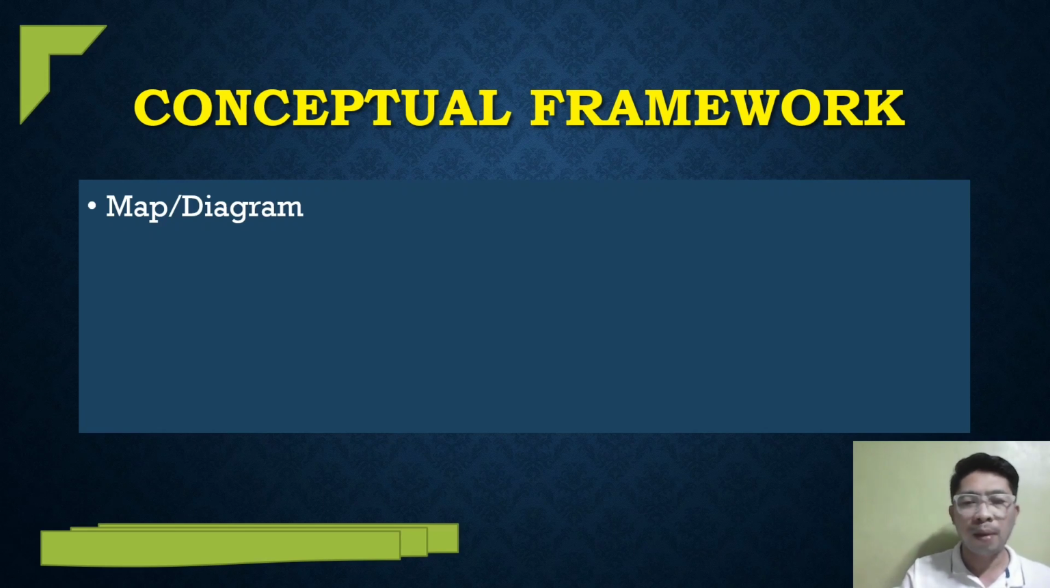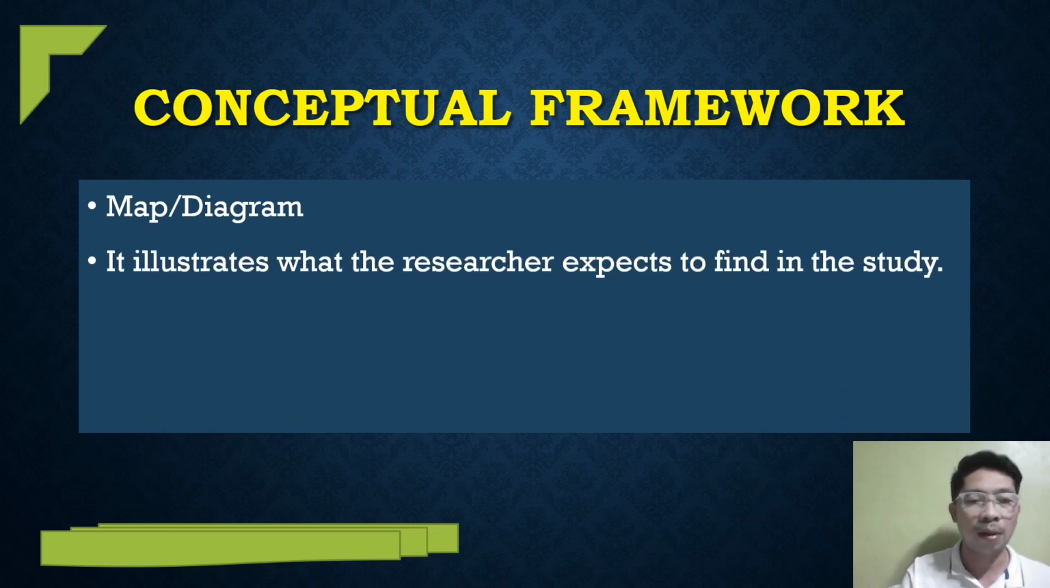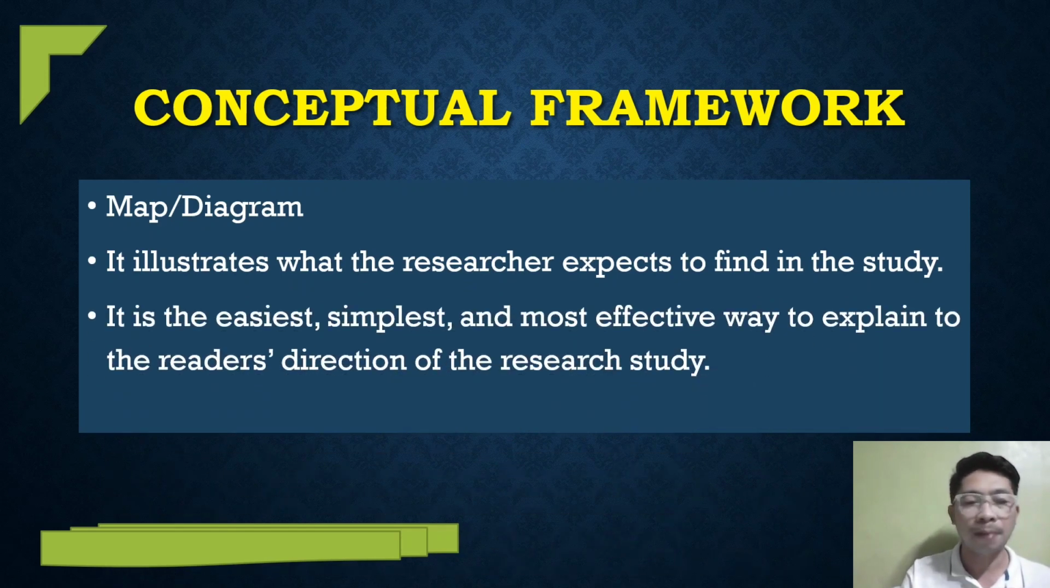Now, a conceptual framework is a visual representation that helps to illustrate a relationship between variables, as I told you a while ago. It also illustrates what the researcher expects to find in the study. It is the easiest, simplest, and most effective way to explain to the readers the direction of the research study. It is really pointing where to go and what particular direction we are going to take in our research study.